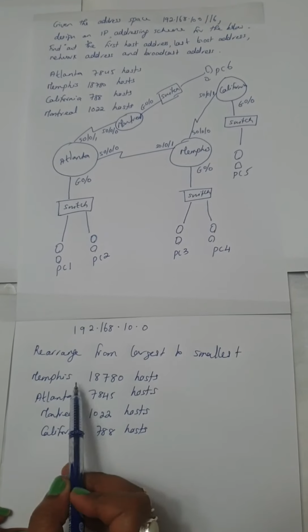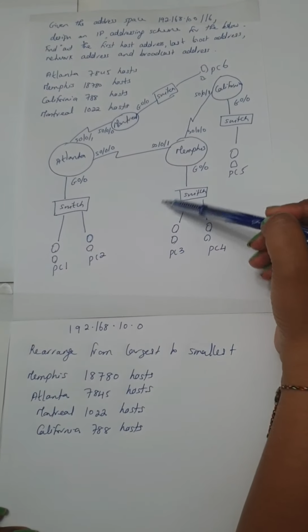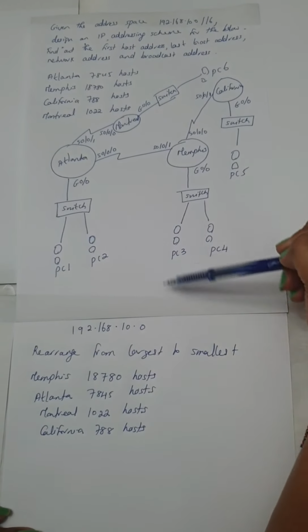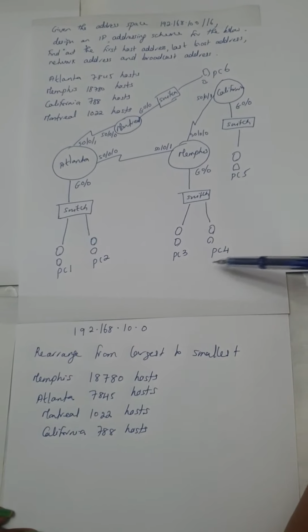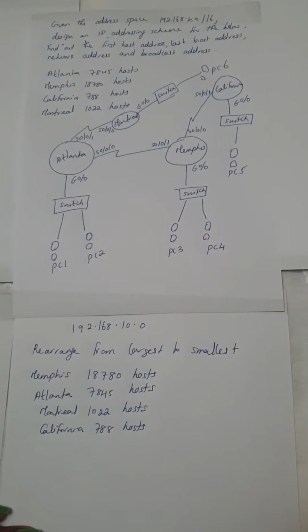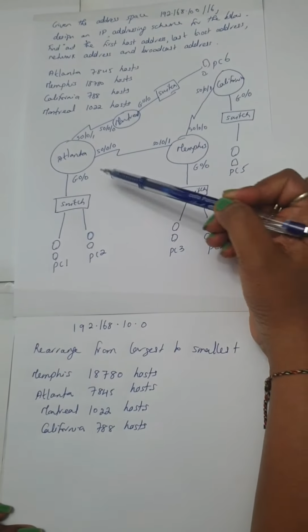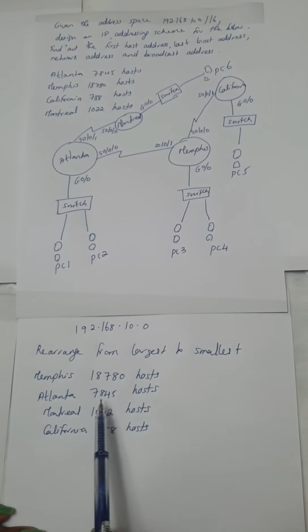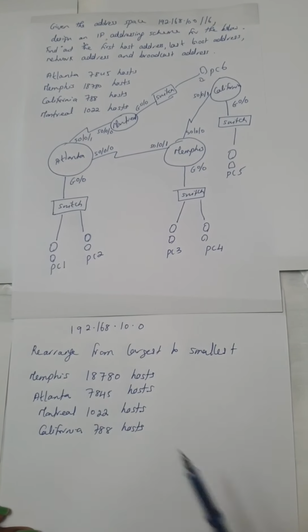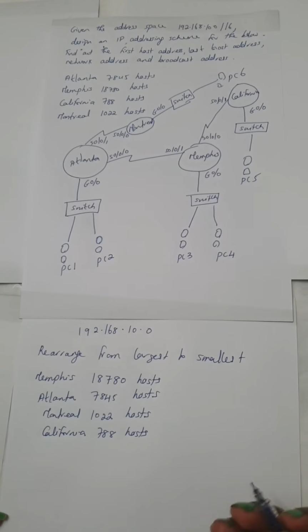Now when I'm talking about these host addresses, it means that Memphis here, this is a LAN. It could have 18,780 devices that will require IP addresses. Same for Atlanta. The LAN here could be required to provide host addresses for this number of IP devices. All right. So now let's start.